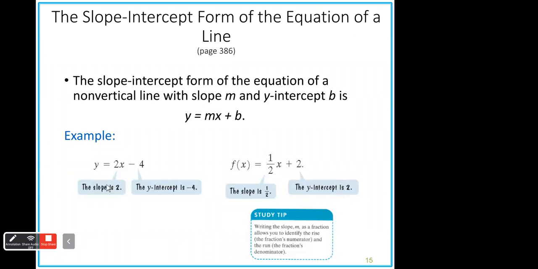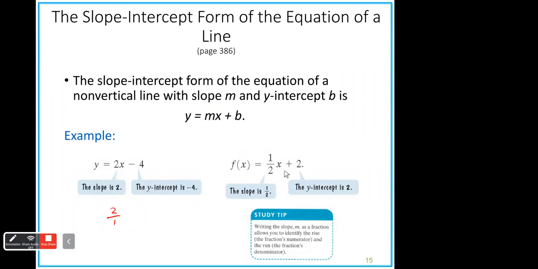Now this slope here of 2, what that is telling us, because it's a positive 2, it's going to be rising, and for every 2 that you rise, you're going to move 1 across, because of course, 2 could be written as 2/1. So it's the rise over the run. So because it's positive, you're going to move 2 up and 1 across. And then it's going to pass through the point -4 on the y-axis.